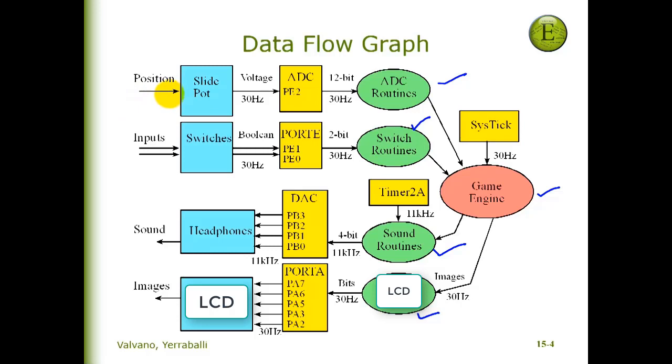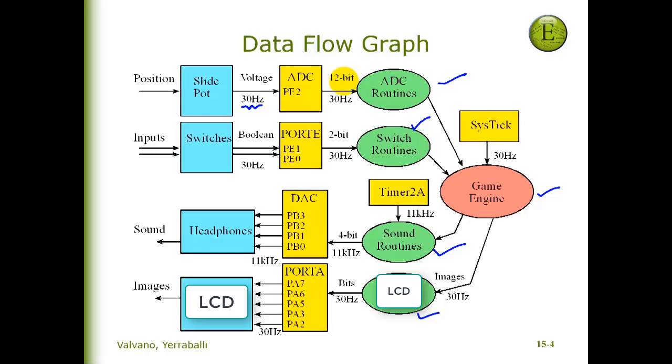I see the slide pot, which is going to give us a position, and we take the position and we convert it into a voltage, and we do this at 30 hertz. And what happens as I get this voltage into my system is it's going to convert it to a 12-bit number, and the 12-bit number is our measure of the position on the slide pot.